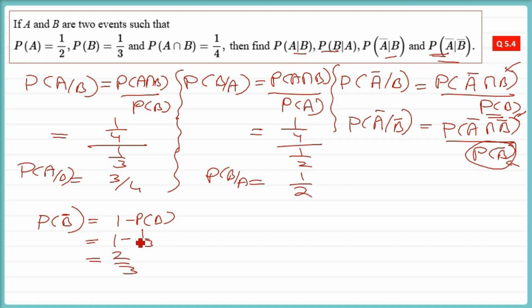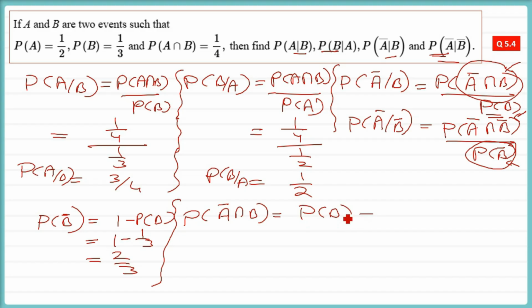Now what do we need for all the other two? We need P(A' ∩ B), the numerator of P(A'|B). That's why we are computing it. So P(B) minus P(A ∩ B), which I already told you in the previous question. Just subtract these two. P(B) is given as 1 by 3, and P(A ∩ B) has already been given in this question, which is 1 by 4. So 1 by 3 minus 1 by 4 is (4 minus 3) by 12. It is going to be 1 by 12. So 1 by 12 has come.